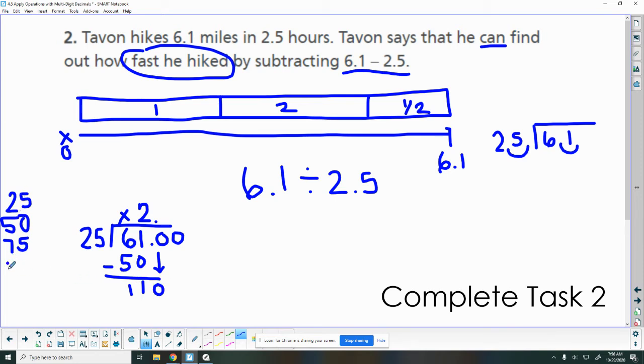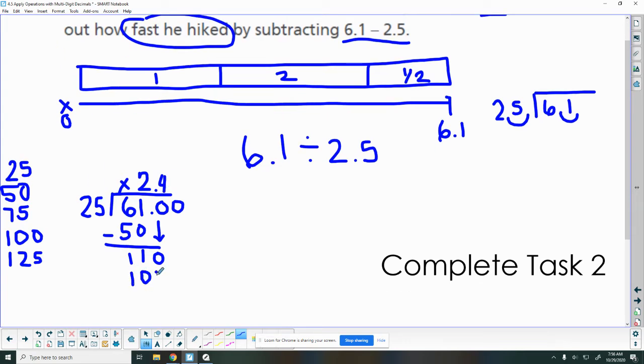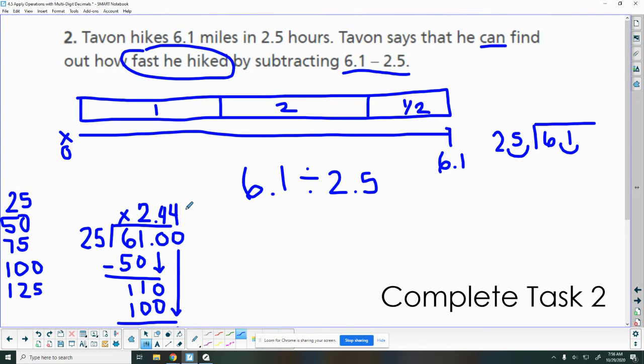So 25, 50, 75, 100, 125. So remember, 25 is like quarters. So this goes in there 1, 2, 3, 4. That's too big. So 4 times. 4 times 25 is 100. Then we're left with 10. Bringing down my 0, 25 goes into 100 perfectly 4 times. So every mile took 2.44. Here's our answer here.